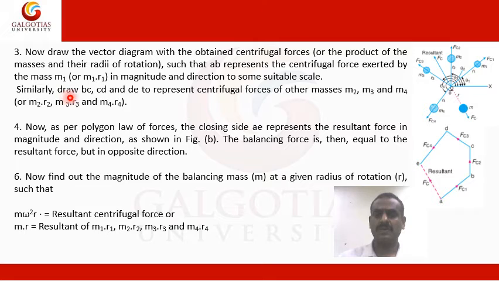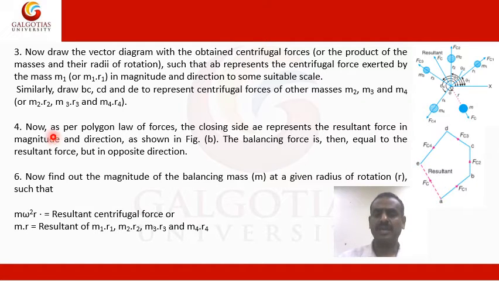Similarly, draw BC, CD and DE to represent the centrifugal forces of the other masses m2, m3 and m4. So similarly, we draw the vectors BC, CD and DE. We have four centrifugal forces Fc1, Fc2, Fc3 and Fc4. For each and every mass we know the angular positions, so based on those angular positions we locate these vectors Fc1, Fc2, Fc3 and Fc4.